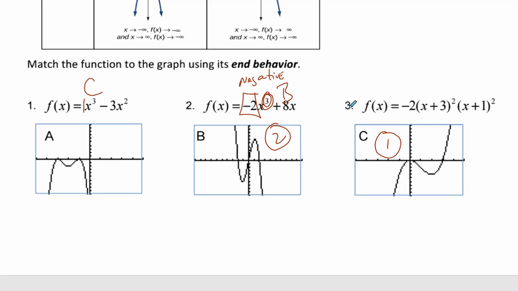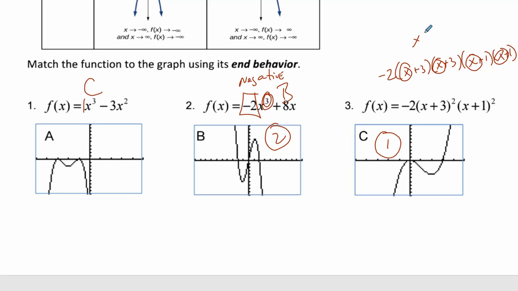And then number 3 looks a little complicated, but in reality it's actually pretty simple, and this is how it's really going to be easy to graph equations using this particular method. Well, what do I know about this 2 in this binomial? This means that I have x plus 3 twice, right? And then I have x plus 1 twice. So what does that mean? That means, how many x's do I actually have? 1, 2, 3, 4 x's.